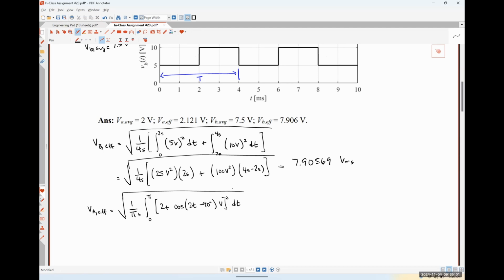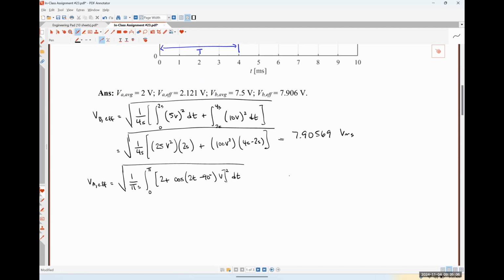All right, so now I need to square that thing, and this is where the math is going to get a bit gross, okay? So 1 over pi seconds times the integral from 0 to pi seconds. So 2 times 2 is going to look like 4. Let's not worry about the units here. Since it's a voltage and we're squaring it, it's going to be volts squared, and then we take the square root of it to get volts at the end. So 2 times 2 is 4.